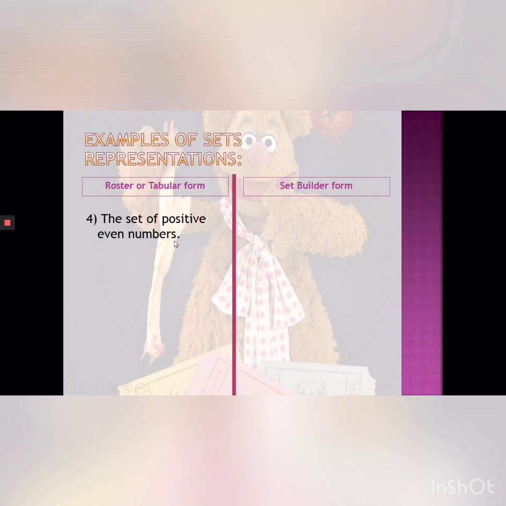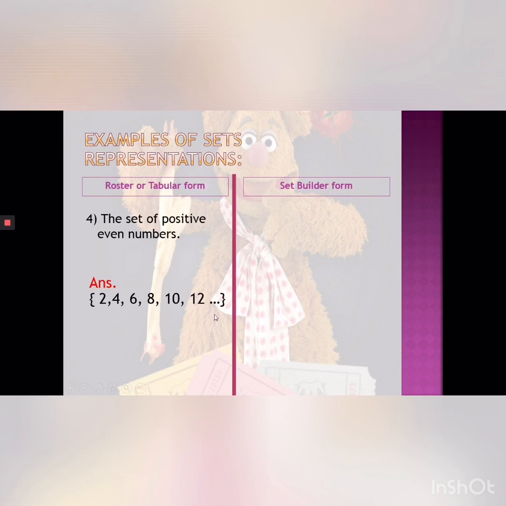So this is the set of positive even numbers. These are 2, 4, 6, 8, 10, 12, 14, 16, 18, and dot dot dot to the positive infinity. In this example, it did not state that there is a last element.